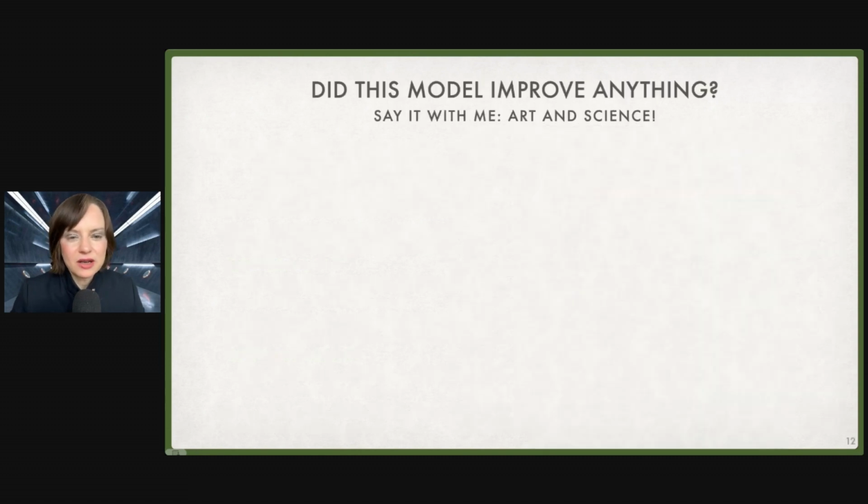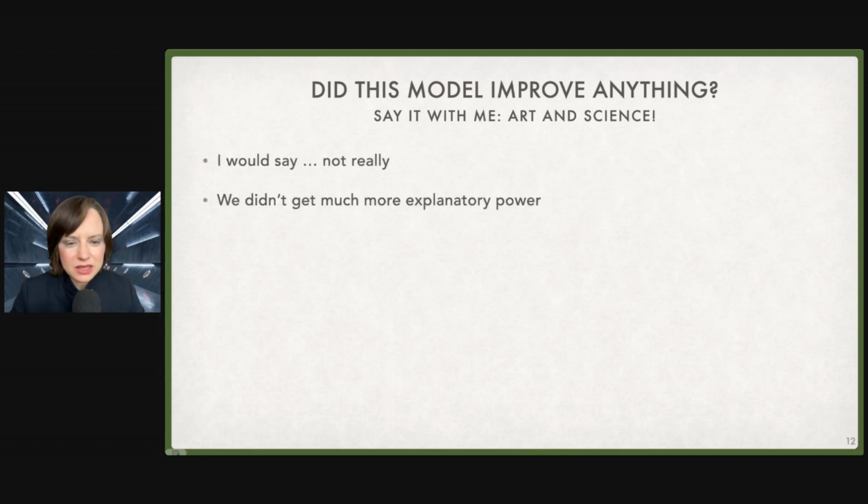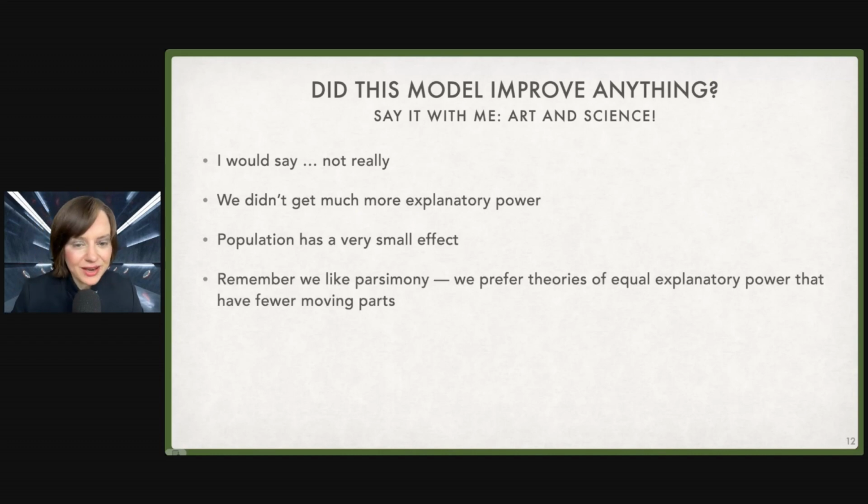Not so great. So did this model improve anything? Did adding another variable improve anything in general? Is this model any good? So no, not really. I would say we didn't get much more explanatory power. Certainly adding population didn't help us do much more prediction. Population has a tiny effect. It's statistically significant. It's miserably tiny.